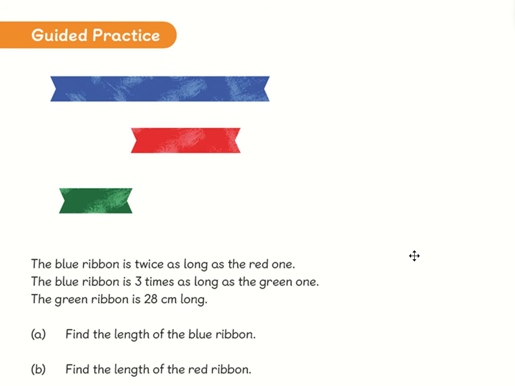Okay, have a look at the guided practice. Let's read through it together, and then I'm going to give you a little bit of time to think it through. So the blue ribbon is twice as long as the red one. The blue ribbon is 3 times as long as the green one. The green ribbon is 28 centimetres long. Your task is to find the length of the blue ribbon and find the length of the red ribbon. So I want you to read this again, and I want you to think about what information we definitely know and how a bar model can help us to answer this. So pause the video now and have a think.